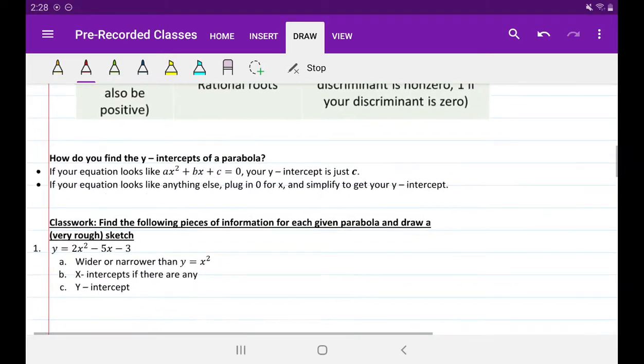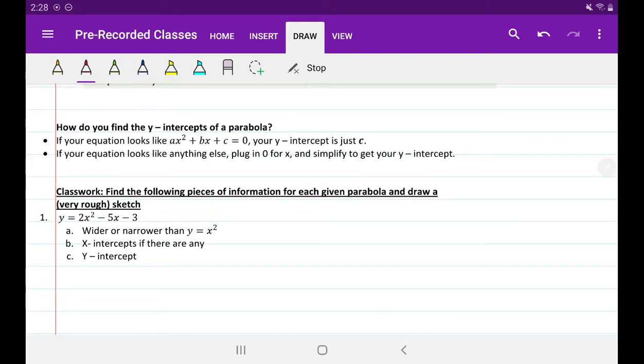So how do we find the y-intercepts of a parabola? That's probably the easiest thing to do. If your equation is in standard form, your y-intercept is just going to be c, or your constant term. If you don't see a constant term or you don't have one, then your y-intercept will just be 0. If your equation looks like something else, then you can just plug in 0 for x and simplify.